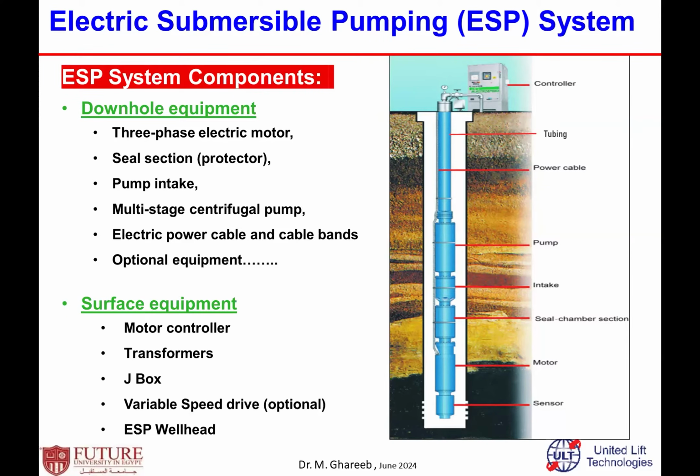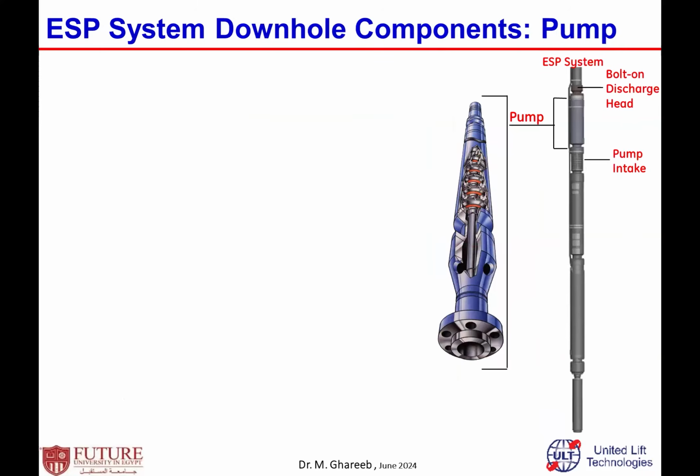Let us go piece by piece, and we have some information about how it works and what the main components for this part are. As I said, the main part, the heart of the system, is the downhole pump, as with every type of artificial lift. For the ESP downhole pumps, what are the downhole pumps? What are the main components of the downhole pumps?